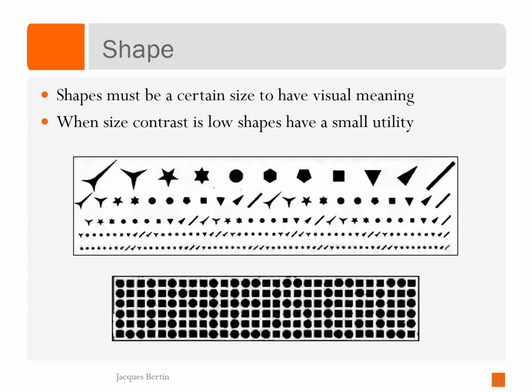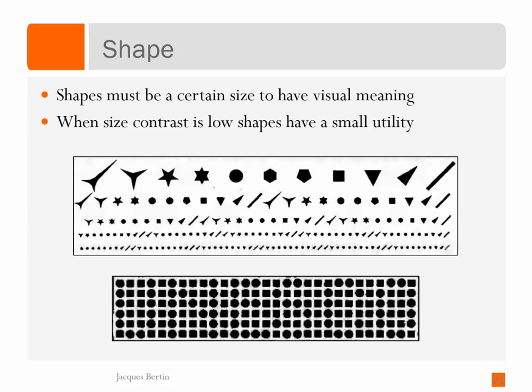Now, if we read up to about the third or fourth, or definitely the fifth row, the very top row, well, we can make out and distinguish the difference in shapes there. And so this is a representation of what we mean when we say shapes must be a certain size to have visual meaning. That's what we're showing there. And then when size contrast is low, shapes have very small utility.